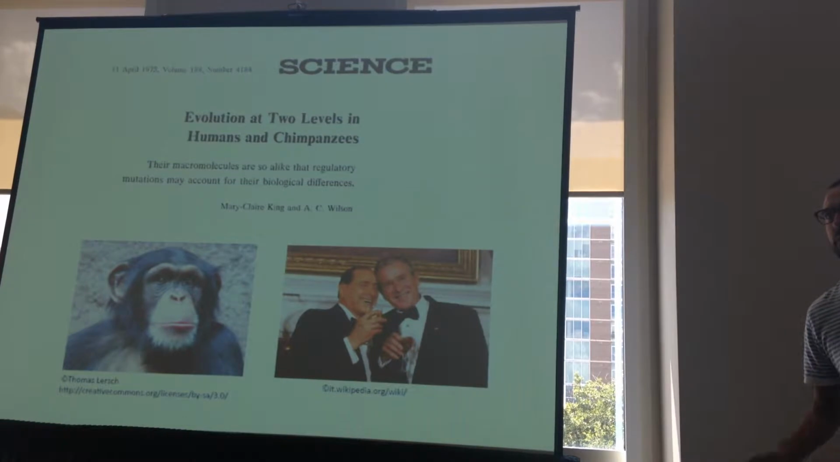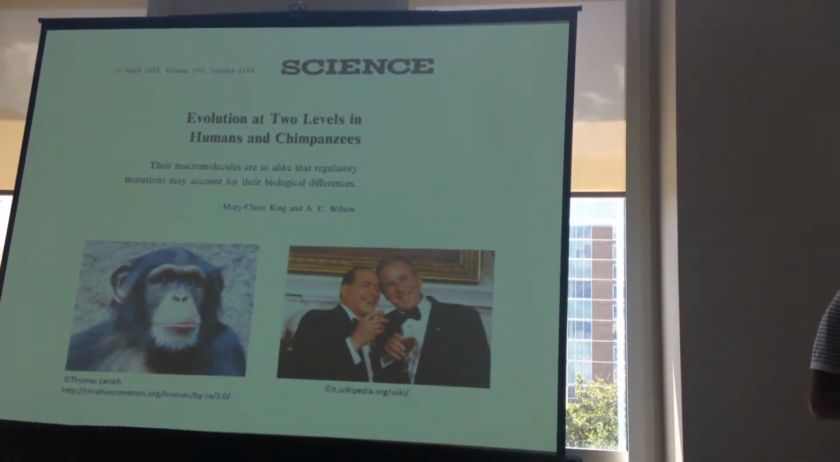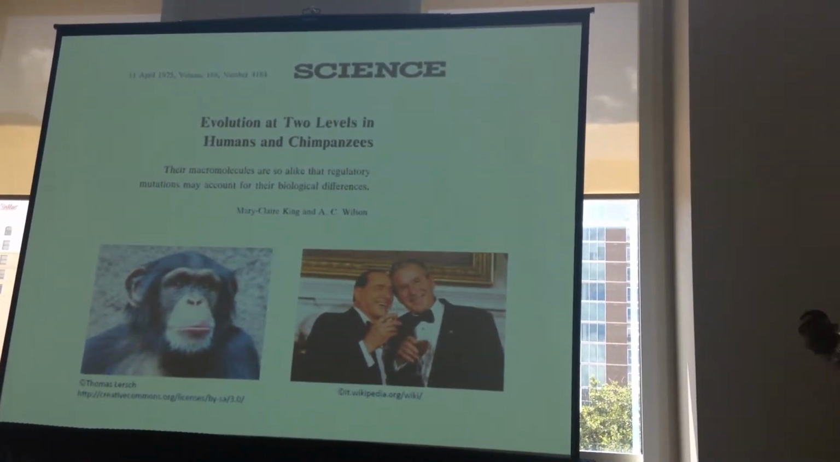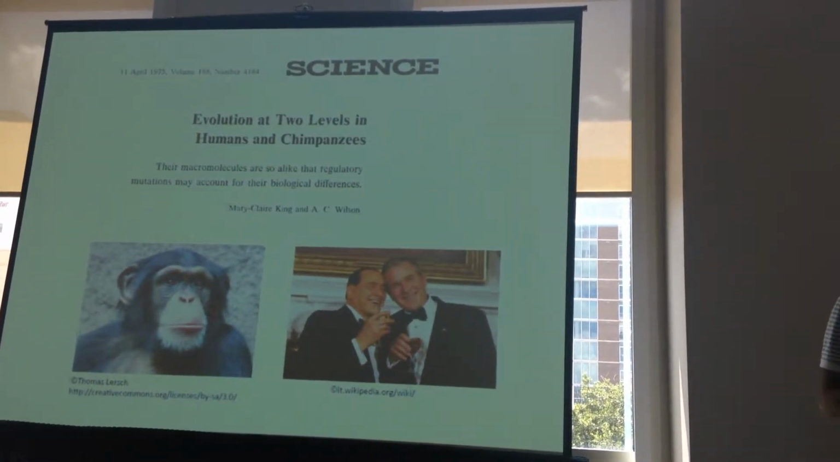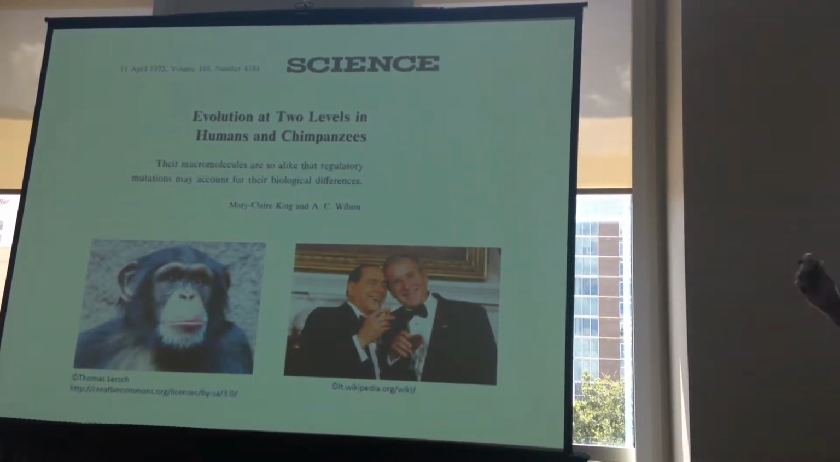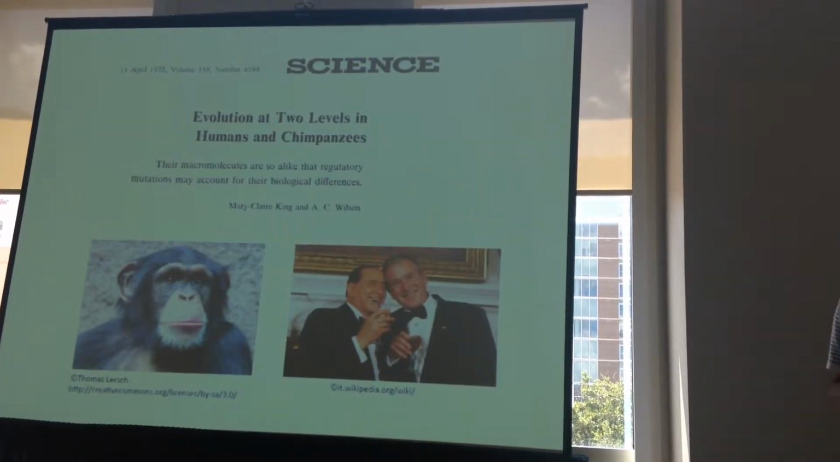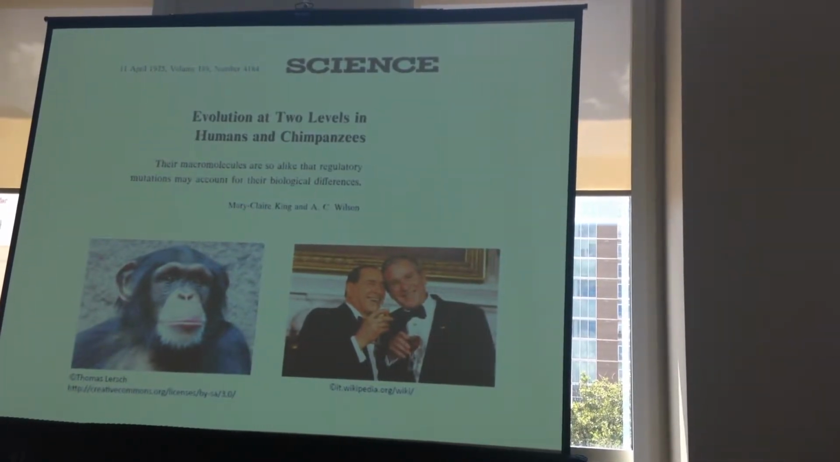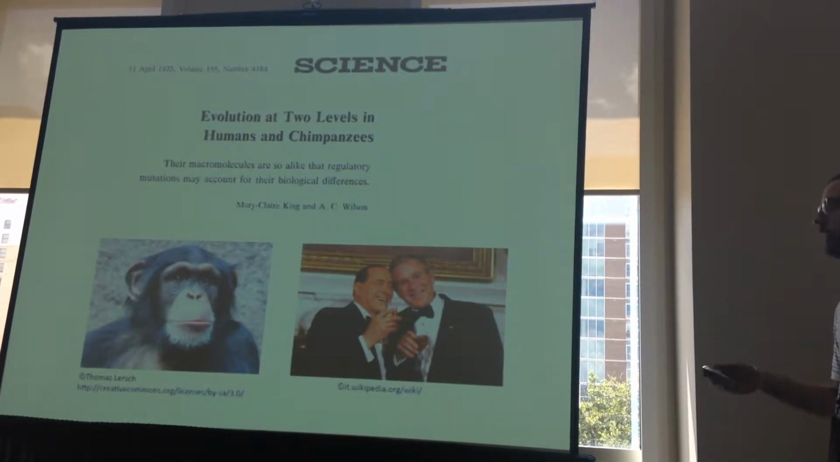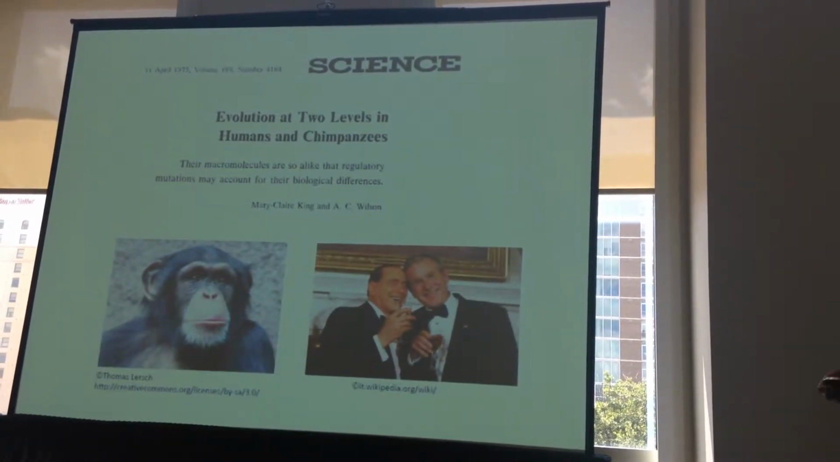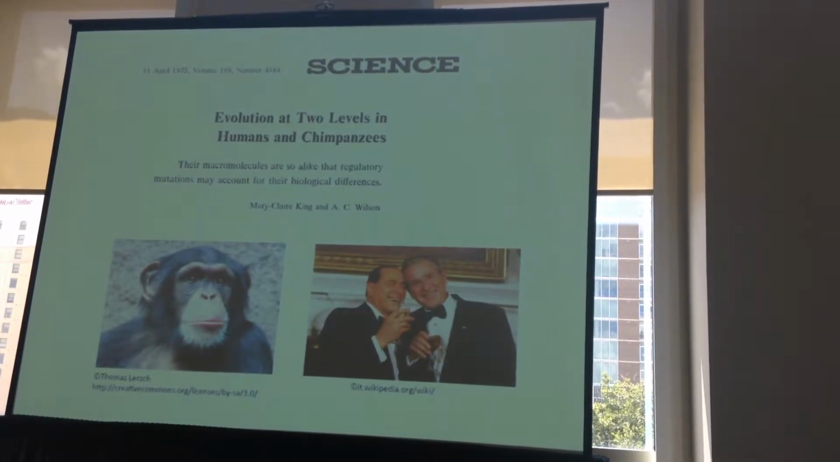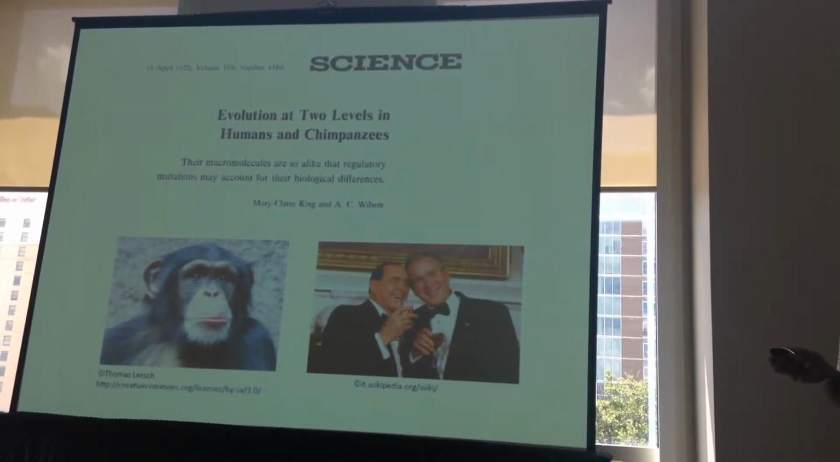Since their seminal paper in 1975, King and Wilson highlighted how, at least in terms of nucleotide substitution in the coding region of the genome, chimp and human wouldn't have enough differences to justify the variability in the phenotype and the behavior between these two species. And they suggested to look at the non-coding regulatory portion of the genomes.